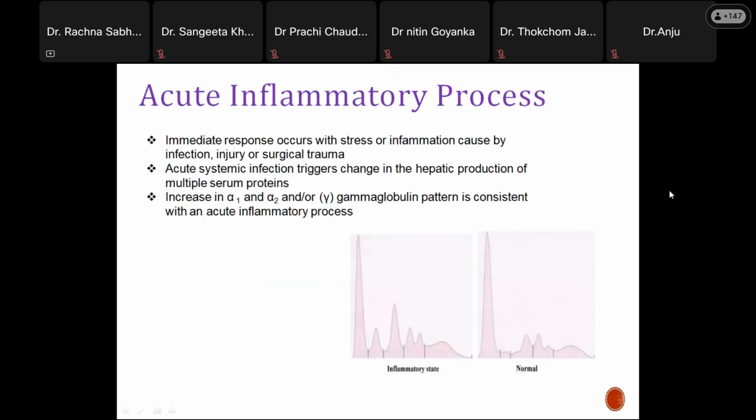Then a few inflammatory conditions, mainly in the acute inflammatory process. There is an increase in the alpha 1 and alpha 2 bands. You can have a look at how the inflammatory state and a normal condition look. There is mainly an increase in the bands of alpha 1, alpha 2, beta. Almost all alpha and beta regions show an increased spike as compared to normal.